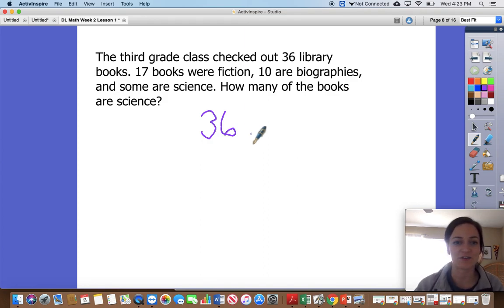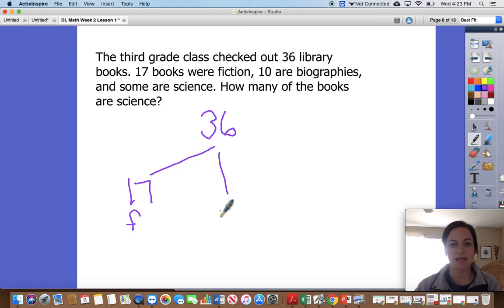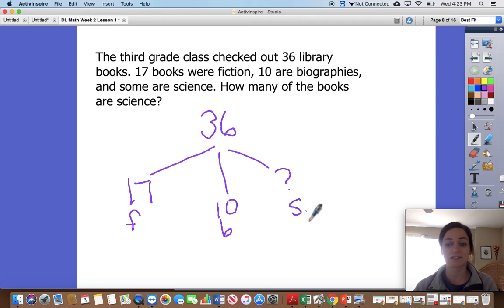All right, welcome back. So you've got your 36 library books. I know that 17 of them were fiction. 10 were biographies, and some of them were science. Again, there's a couple different ways you could solve this one. So for me, what always makes sense to me is I feel like adding these two together and then subtracting it from the total to find what's left over. Or you could take 36 minus 17, then whatever's left over minus the 10, and whatever you have left is how many are science. Tons of different ways you could do it.